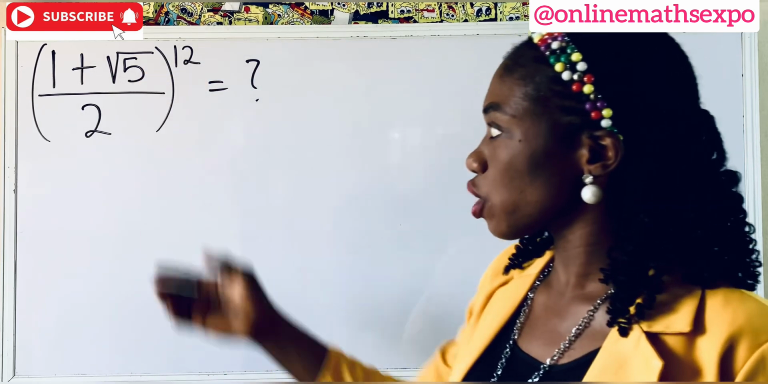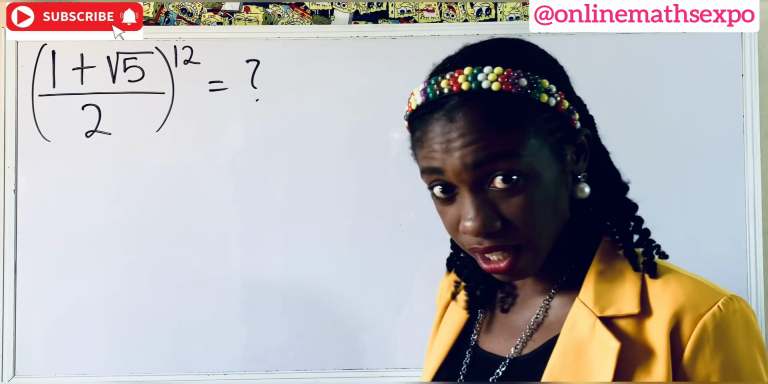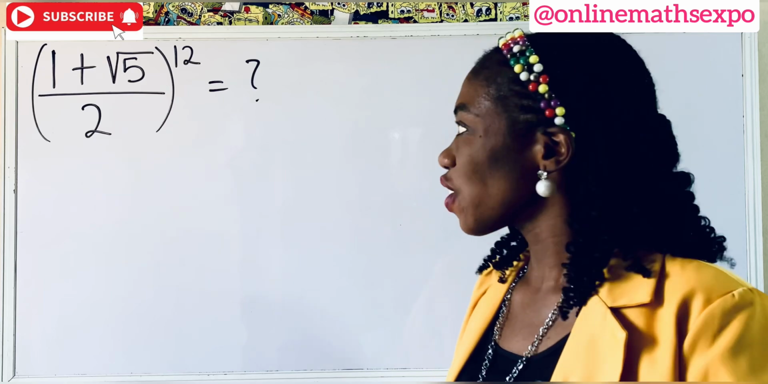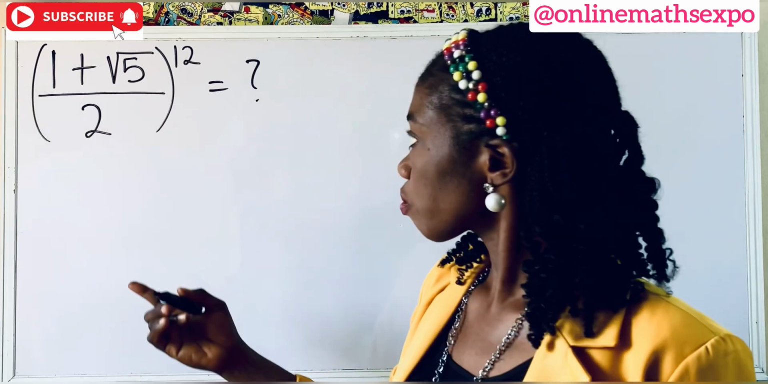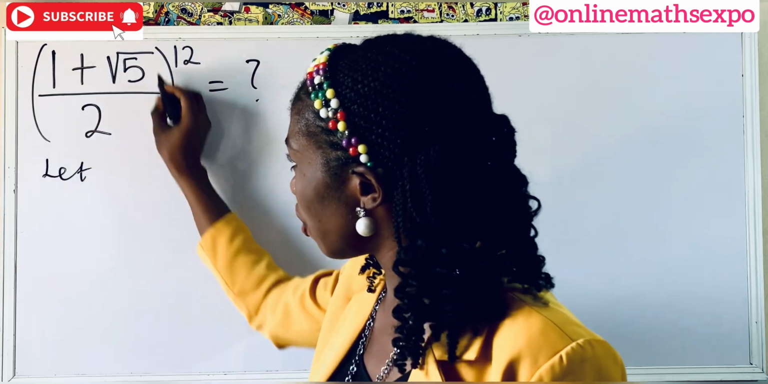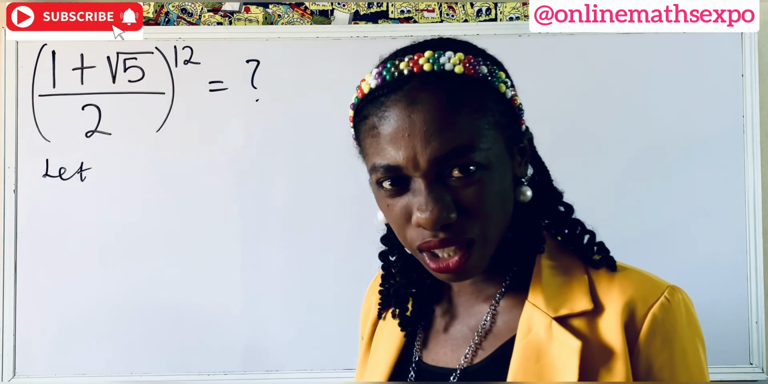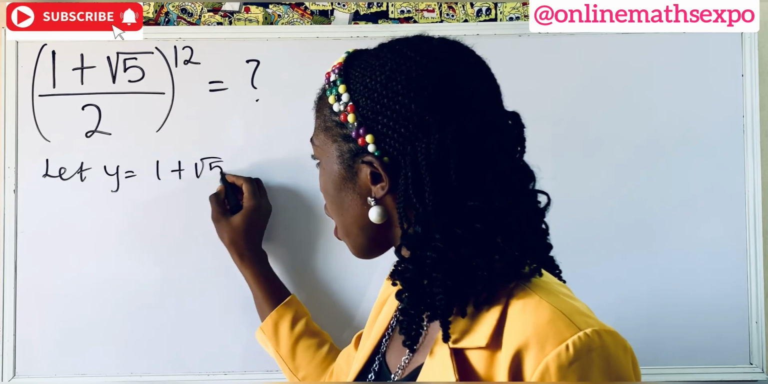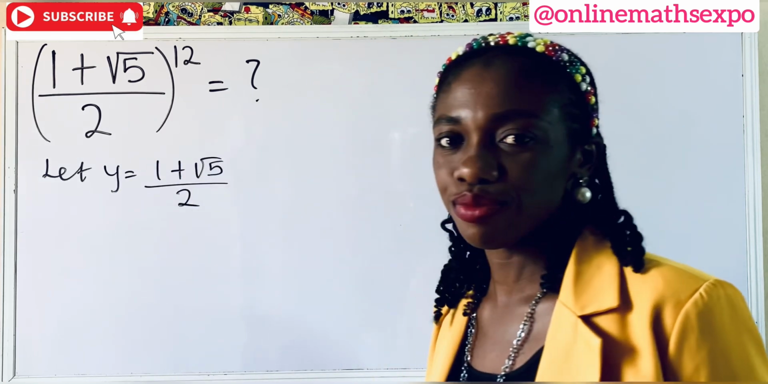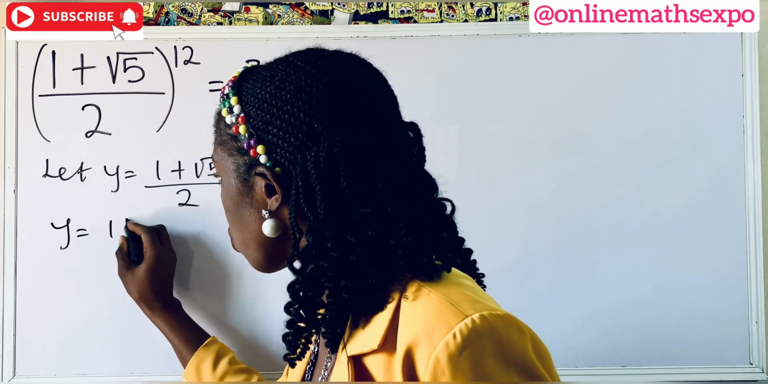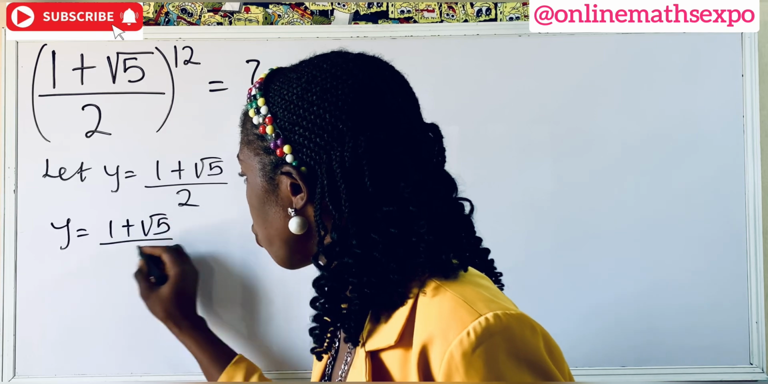So to answer this question, we're going to start by reducing it, okay? You are going to keep reducing it till you get your answer. So let's replace this value inside with a letter to reduce it for us. So let's say y is equal to 1 plus root 5 all over 2.